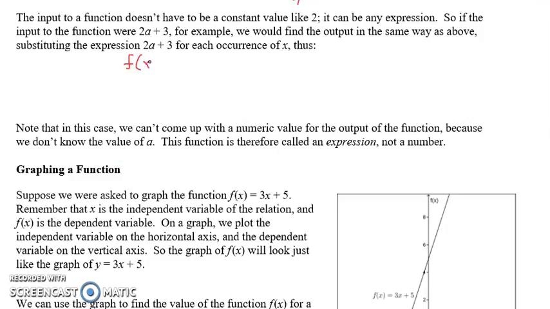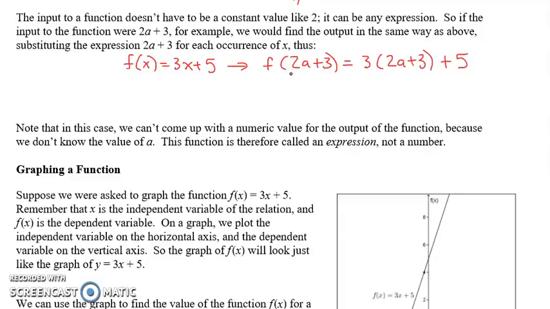f of x equals 3x plus 5. So that means that f of 2a plus 3 is equal to 3 times (2a plus 3) plus 5. We've replaced x with 2a plus 3. Now I can use the distributive property to expand this out. (6a plus 14).